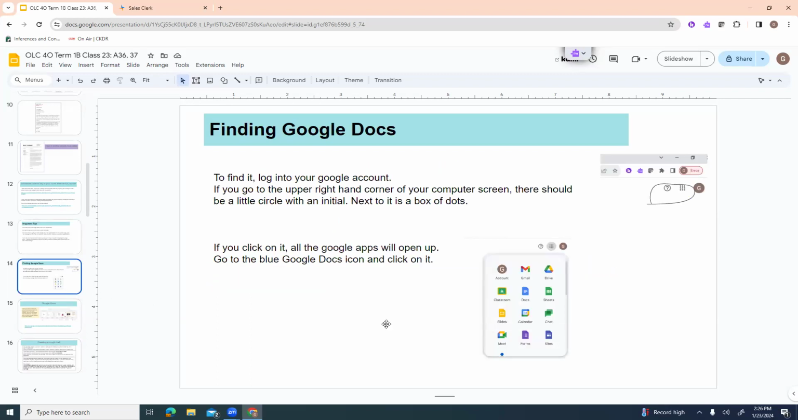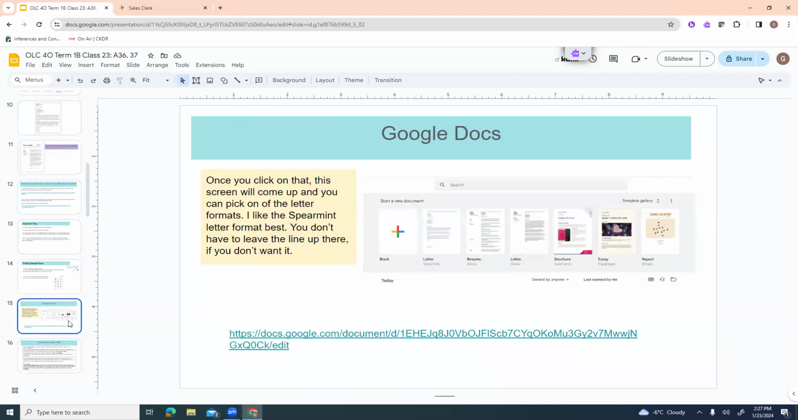Okay, so if you're looking for Google Docs, log into your Google account first. Then if you go to the upper right-hand corner of the computer screen, there should be a little circle, and then there's a little box of dots. If you click on that little box of dots, all the Google apps that you have available will show up. Sometimes there may be different apps, like I would have Classroom because I'm a teacher. I don't know if Classroom would really show up on yours. Sometimes I find things that you use a lot will migrate to the top, but that may not always happen. What you'd be looking for is this blue icon that says Docs. It's kind of the same thing as Microsoft Word. Click on it and the blank screen will come up.